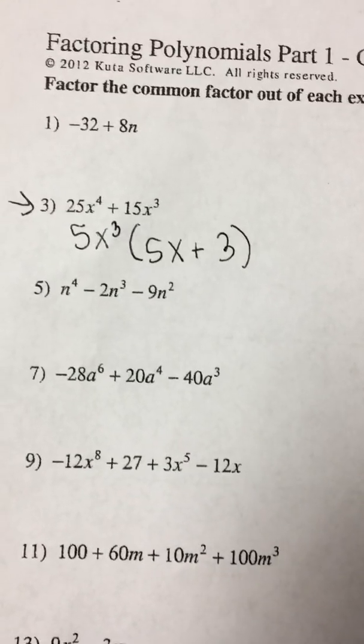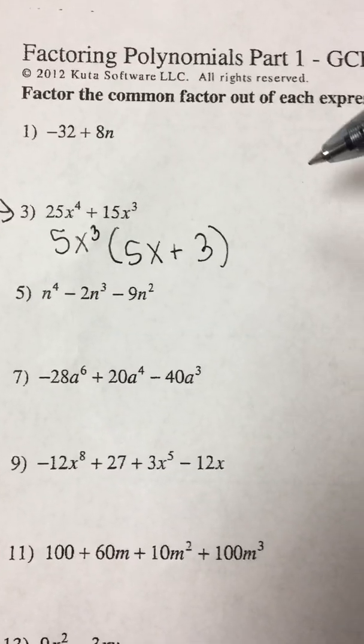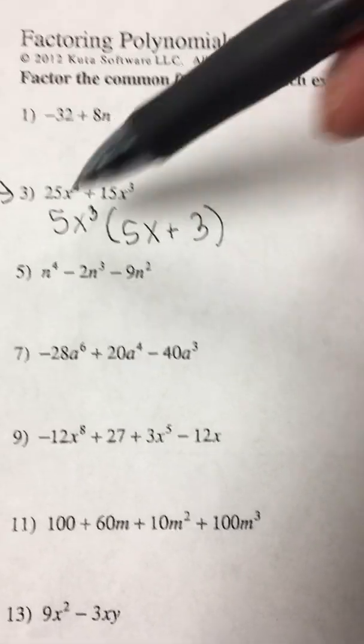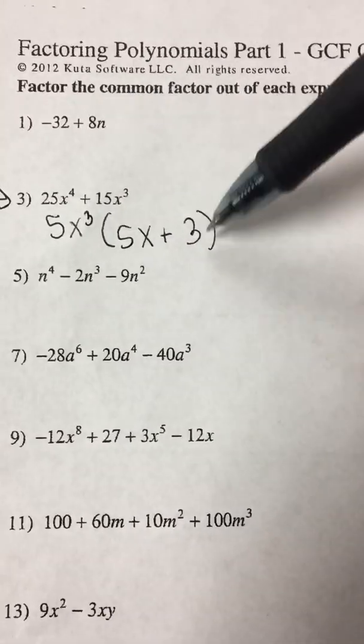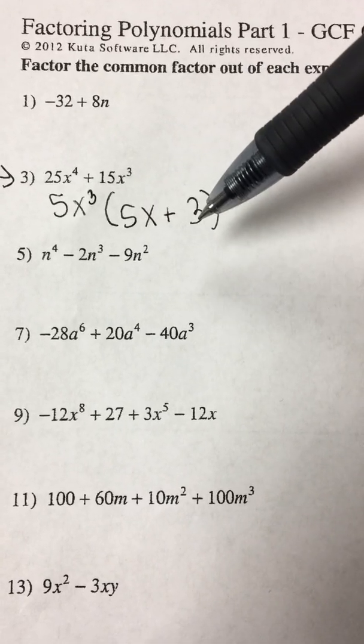What you're doing when you're factoring out the GCF, you're doing the opposite of the distributive property. So sometimes when you do the distributive property to check your work, it helps to make sure that you're getting the right numbers inside the parentheses.